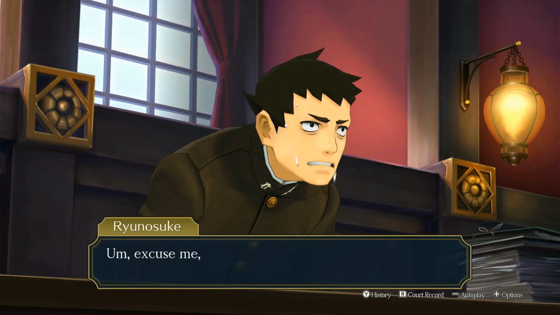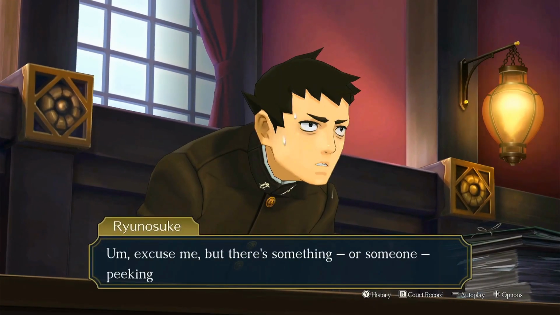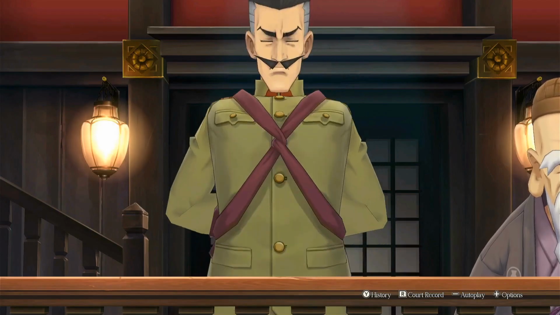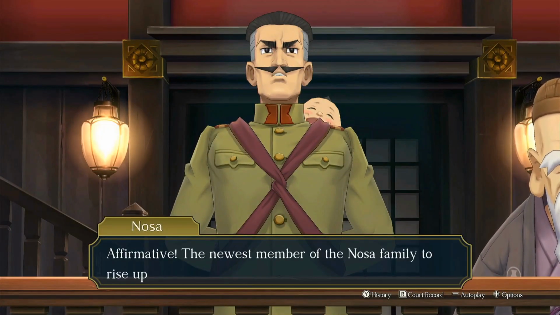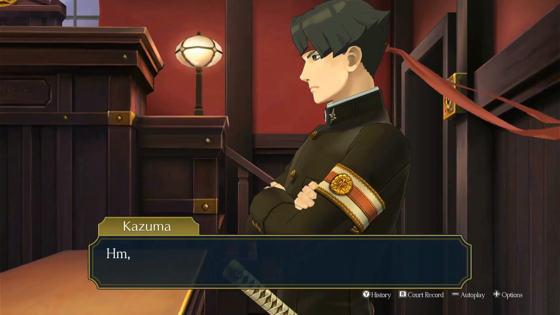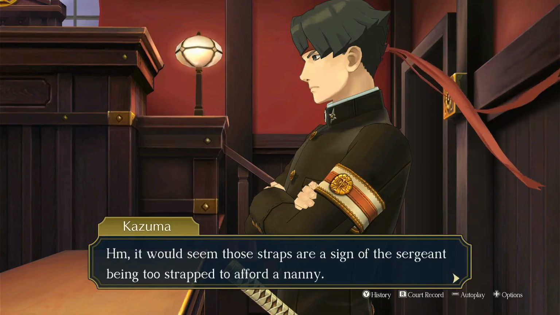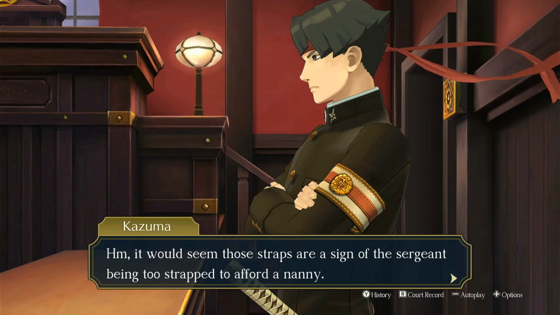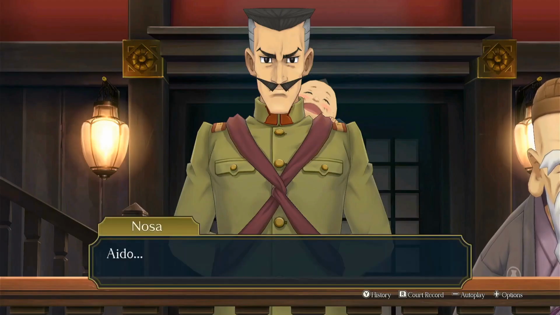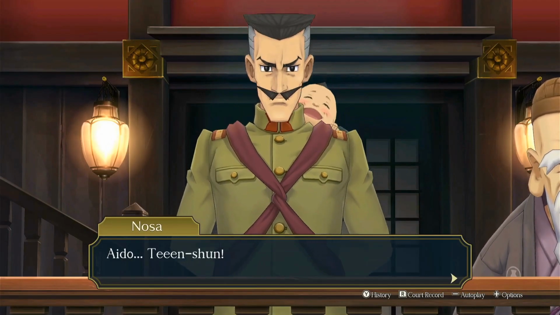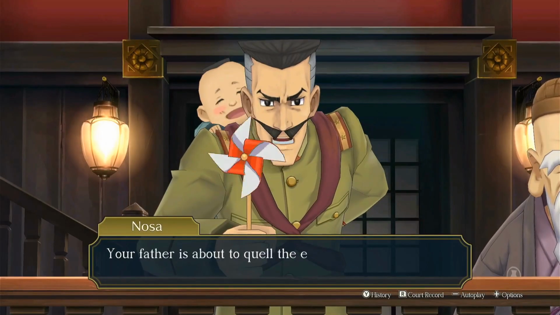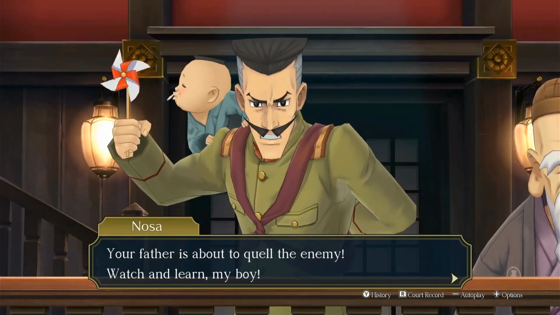I think a southern accent's better for him. Excuse me, but there's something or someone peeking out over your shoulder, I think. Affirmative. The newest member of the Nosa family to rise up through the ranks, sir. Name, Idol. It would seem those straps are a sign of the sergeant being too strapped to afford a nanny. Okay, that's nice wordplay. Idol. Tension! Your father's about to quail the enemy. Watch and learn, my boy.